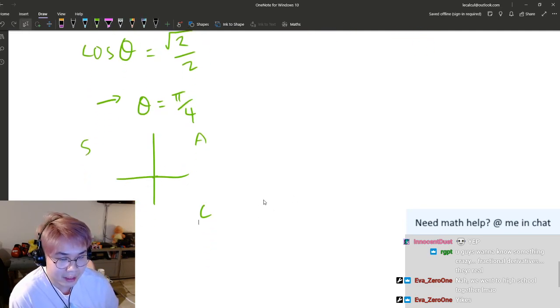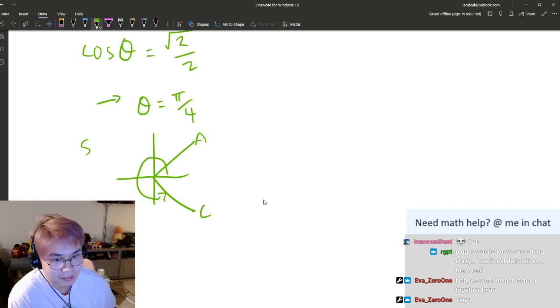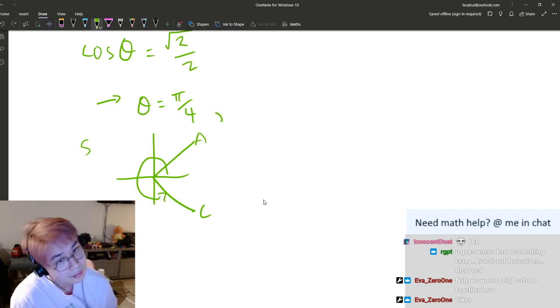So we have a positive cosine here, and then you need one here. So of course the second answer is right there. And this is happening at 7 pi over 4.